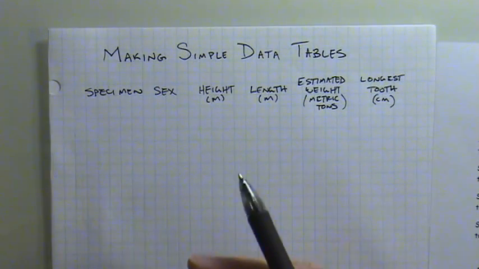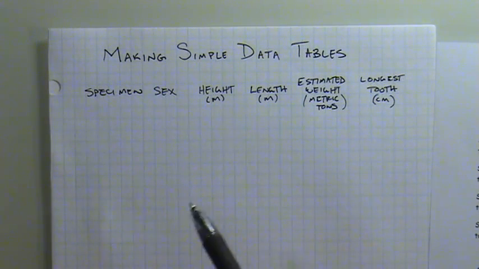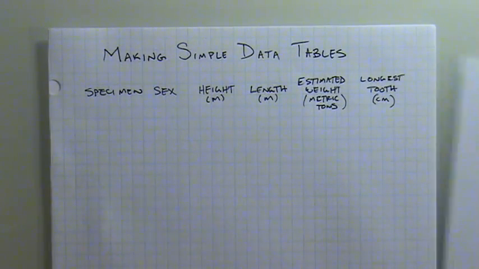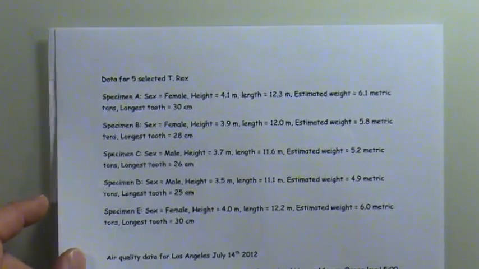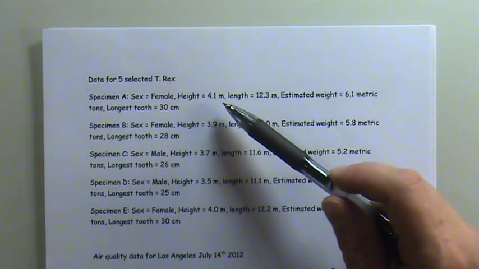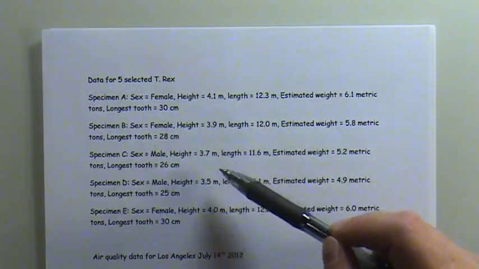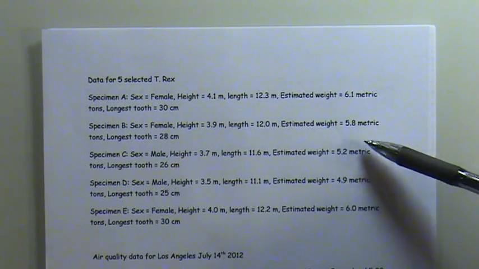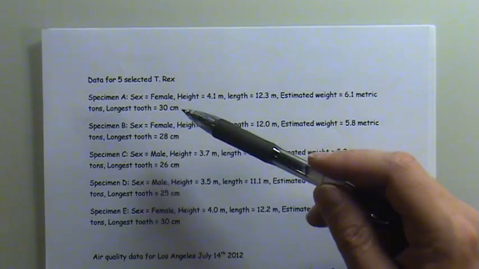Now, one of the things that I really want to stress for making these data tables is that they should be very clear. They should not be repetitive. So in other words, if you look at the original data set, how many times the unit meters shows up? 1, 2, 3, 4, 5, 6, 7, 8, 9, 10 times it shows up. Metric tons shows up 5 times. Centimeters shows up 5 times.